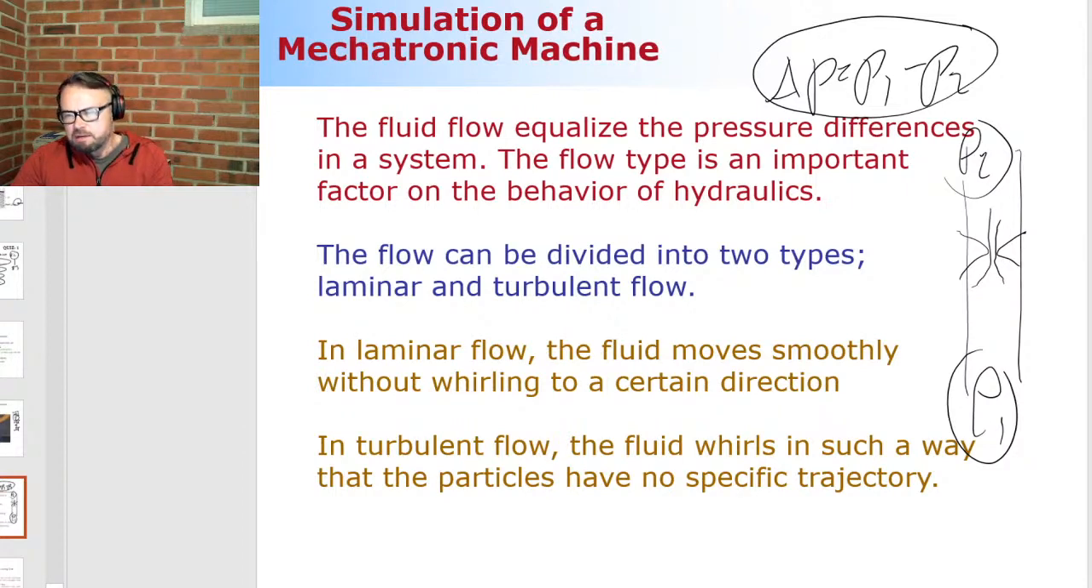Now, once we have a flow rate, the pressure can be computed as a function of time, because this is what we're using to compute the pressure as a function of time. Let me write it one more time.